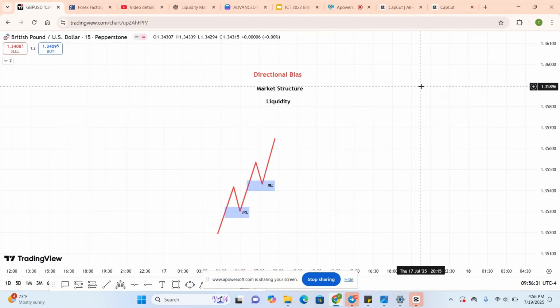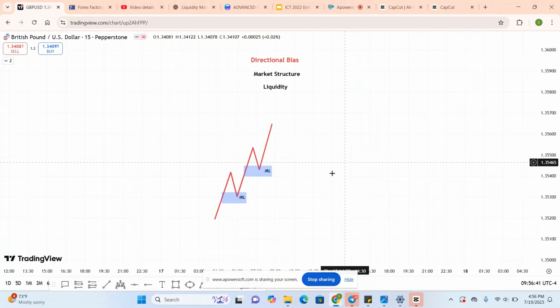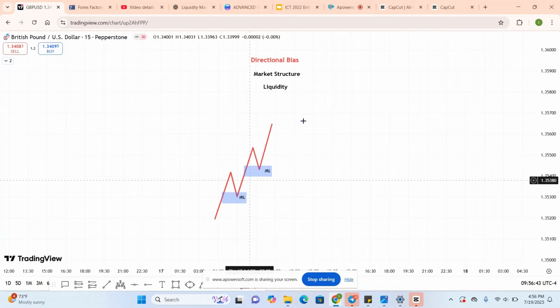The easiest way to understand directional bias, or to find the bias of the market, is to understand market structure and liquidity. When you have a bullish structure, like this one I've shown you, most of the time when the market is retracing, it's normally retracing to internal range liquidities. These internal range liquidities could be fair value gaps or order blocks. Most of the time that is where the market will retrace to.